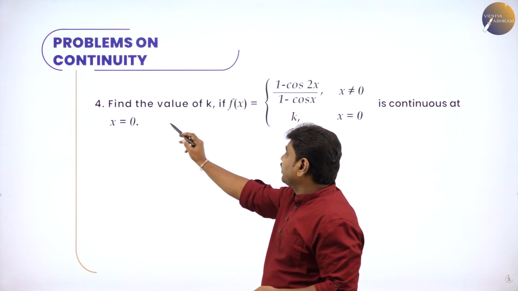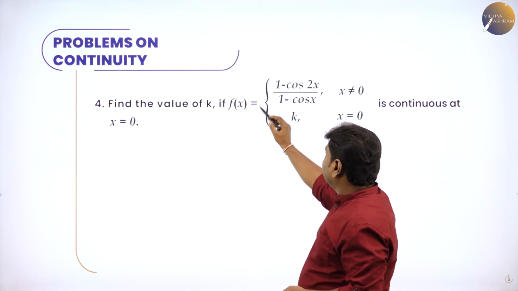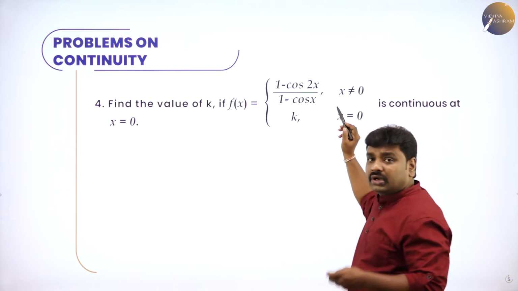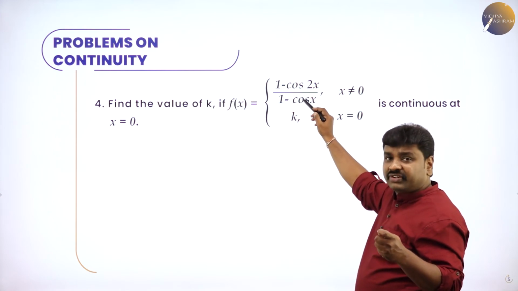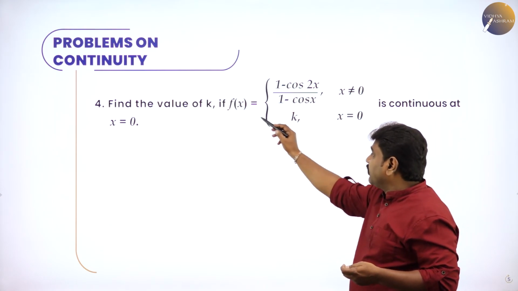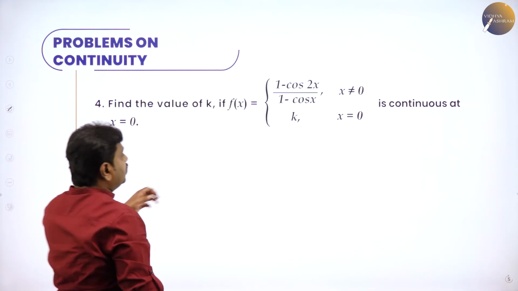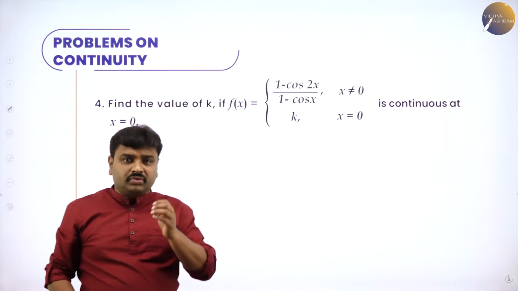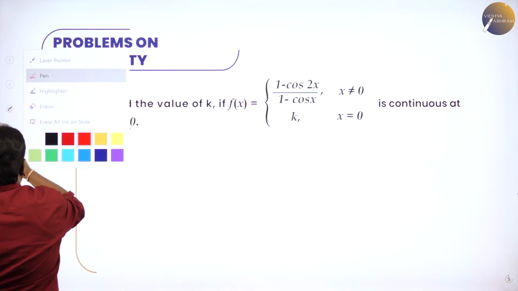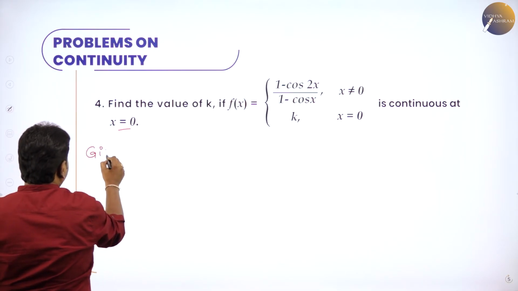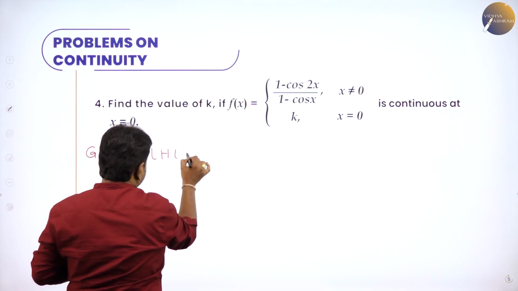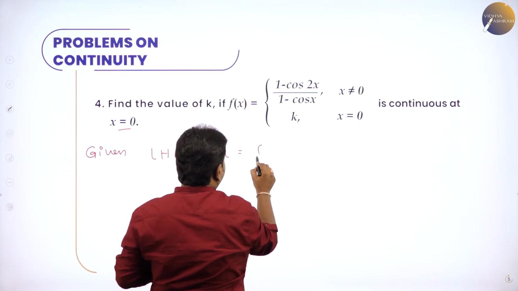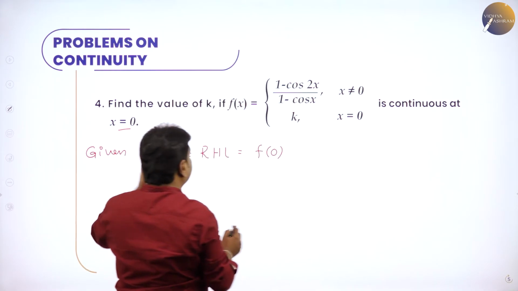In the 4th question, they want us to find the value of k. They told f of x is 1 minus cos 2x by 1 minus cos x when x is not equal to 0. Not equal to 0 means, for less than you choose the same function, and for greater also the same. And f of x is k when x is equal to 0. They told this is continuous at x equal to 0. So you know what is meant by continuity. So I can say LHL, the left-handed limit, is the same as RHL, the right-handed limit, which in turn is the same as f of 0, because they told it is continuous at 0.